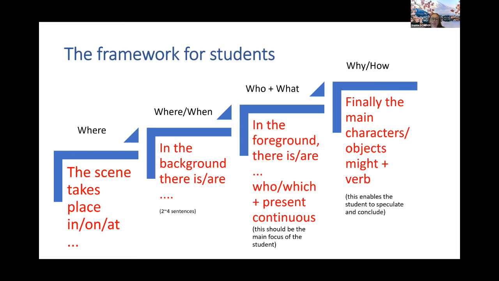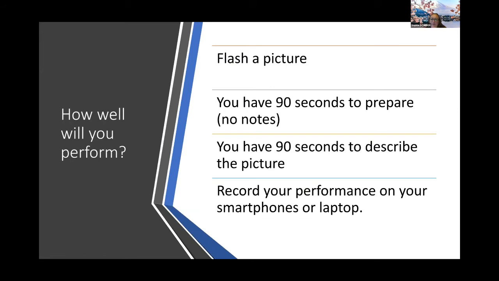Okay, so if it makes sense, it's going to be your turn to practice this. So I'm going to flash a picture. You're going to have 90 seconds to think about what you're going to say. Don't take notes, don't start talking, just 90 seconds to prepare. And then 90 seconds to describe the picture. This is, by the way, the format of the Pearson Progress Test.